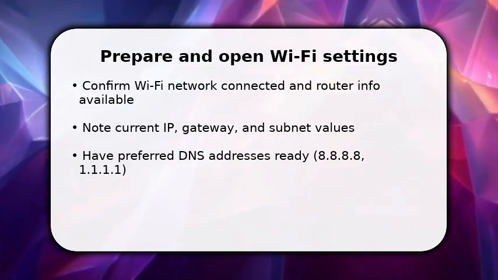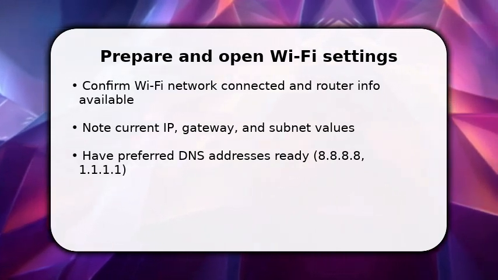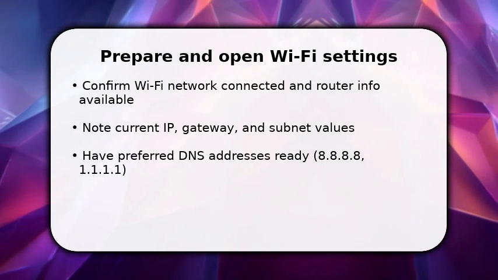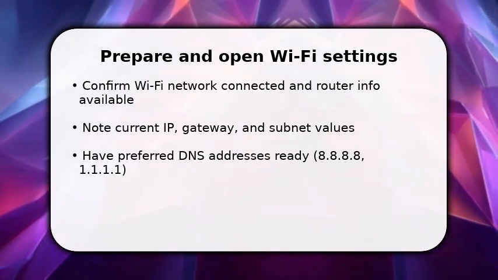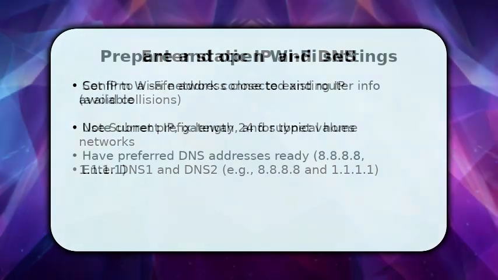Make sure Show Advanced Options is checked, then change IP settings from DHCP to static. This first action lets you enter DNS values explicitly instead of relying on the router's defaults. Now you fill the detailed fields.